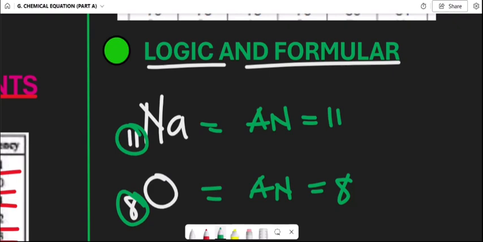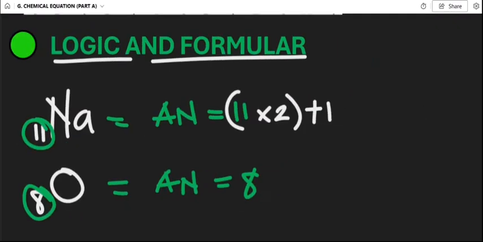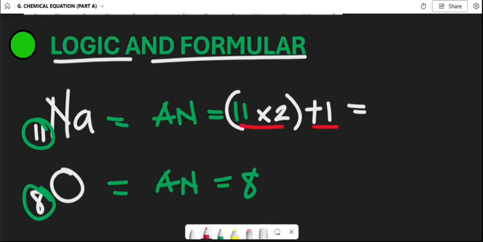So in this case, anytime we find that an atom has an odd atomic number, we multiply it by 2, then we add 1 to it. Immediately, we have the value of the atomic weight. Okay, let's look at it. 11 times 2 gives you 22. 22 plus 1 makes 23 grams per mole. So that's the weight of sodium.